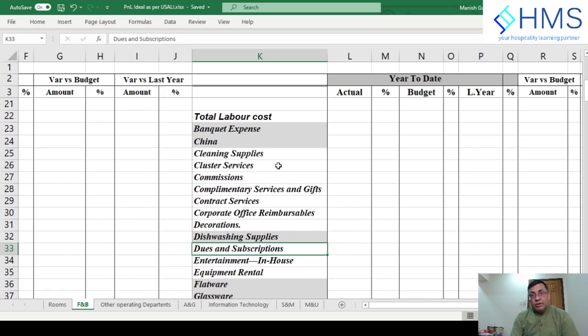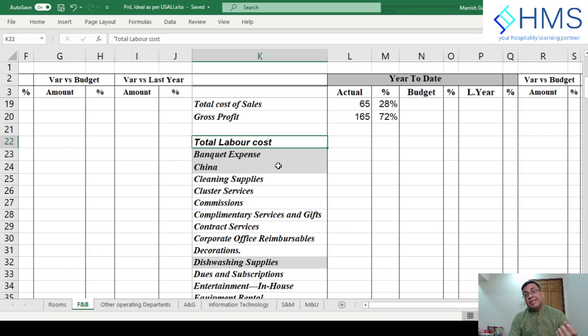Then once you have understood the labor cost, whether it is contract labor or more on the fixed labor, whether it is more preparation, service, or stewarding, and what the variance is compared to the budget and compared to last year, you may want to go into the general ledger and find out what type of expenses are higher. Is it a salary increase or an increase in the number of people?